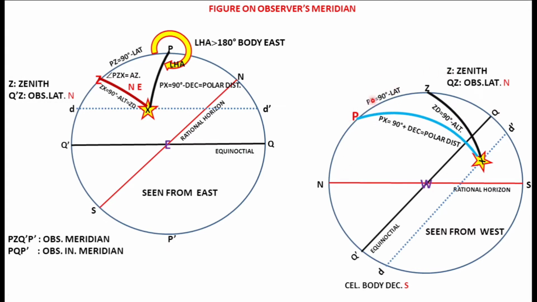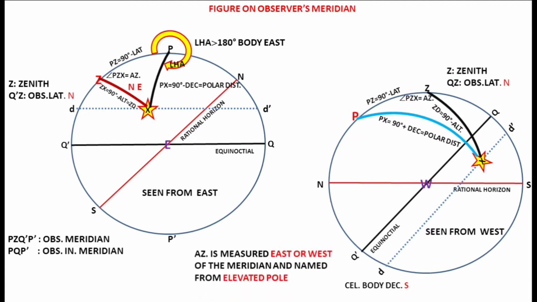PZ was 90 minus latitude. Angle Z is your azimuth. And now you're seeing the body towards the west. And as I said, named from your meridian, measured east or west of the meridian and named from the elevated pole. Elevated pole was north, I'm seeing the west, so the azimuth here will be northwest.